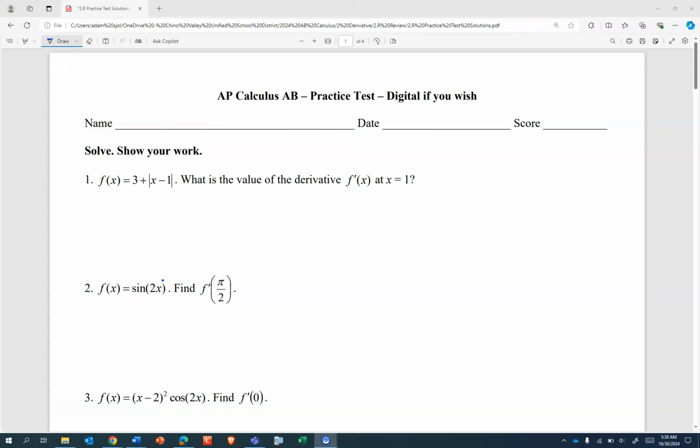All right, practice test. Here we go. I'm going to do a digital. You can do a digital. We're just practicing. The test is really what matters.